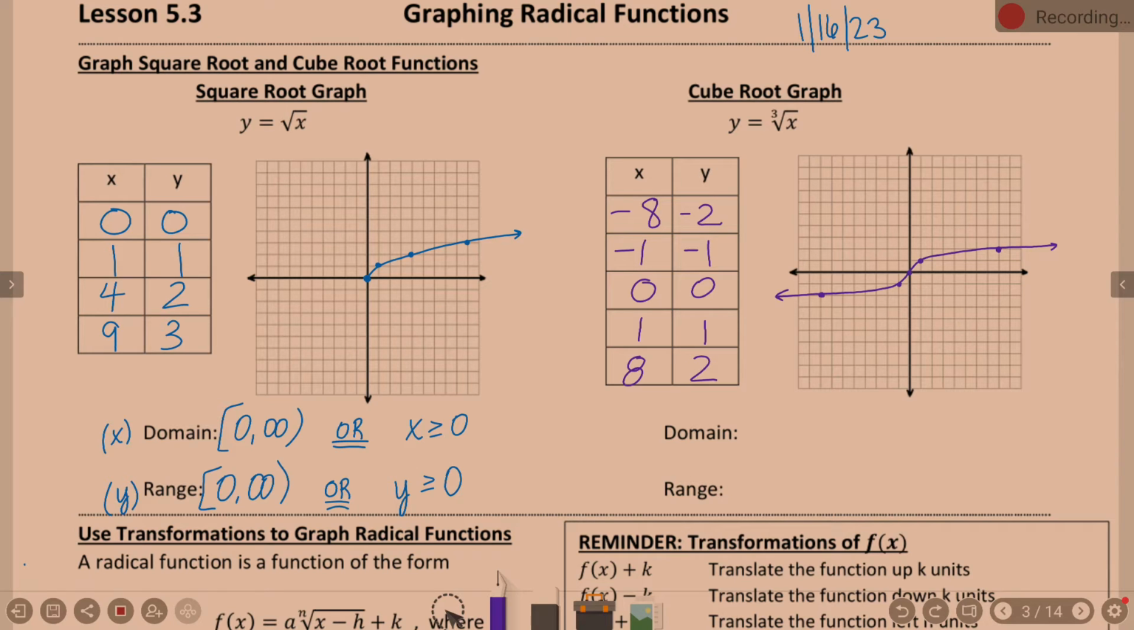I don't know if you recognize it. You guys remember the graph of y equals x cubed? The graph of y equals x cubed is this graph right there. We have that graph sideways.